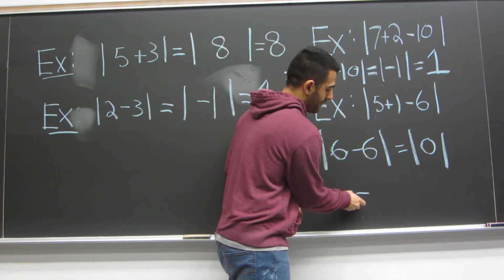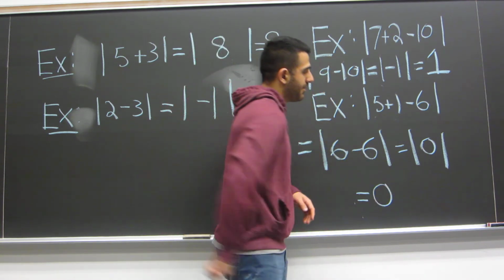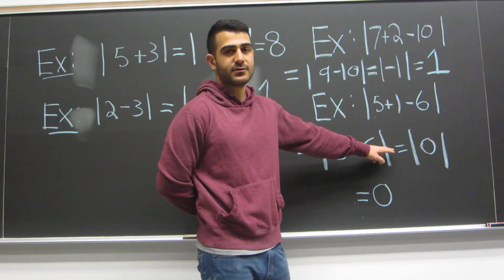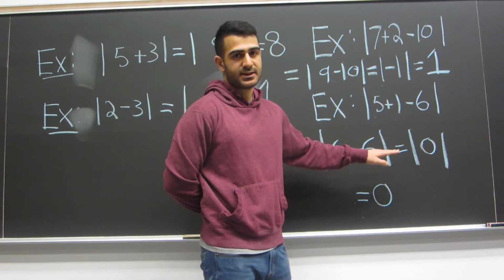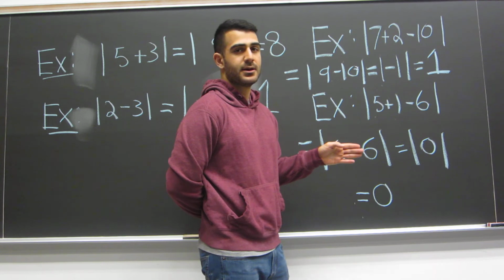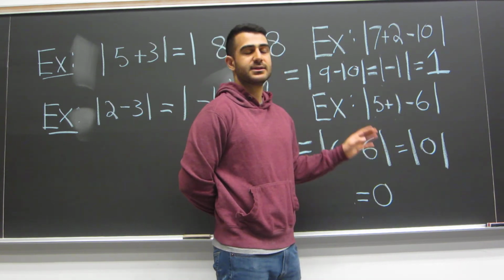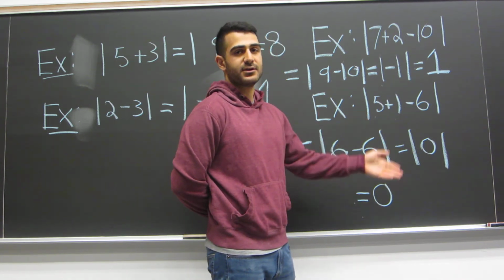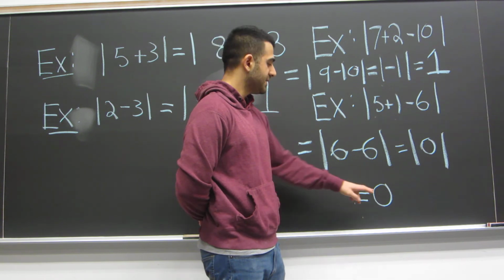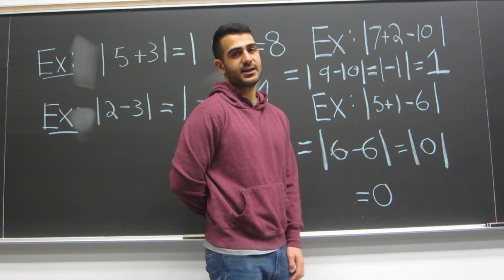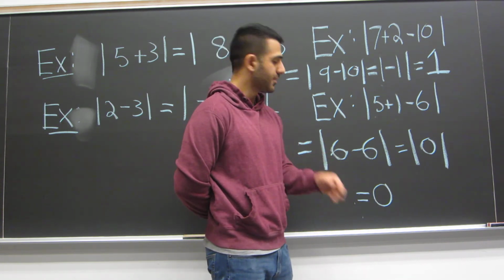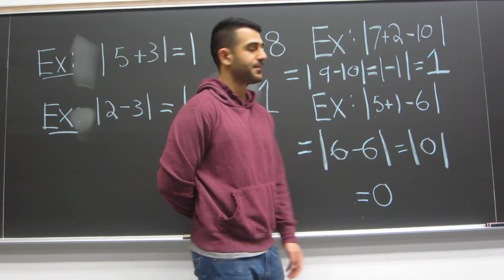That's just 0. And remember, one way to think of the absolute value is it's the distance from the number line. So 0 is the distance away from 0 on the number line. And since 0 is 0 away from itself, because it's the same number, that equals 0.